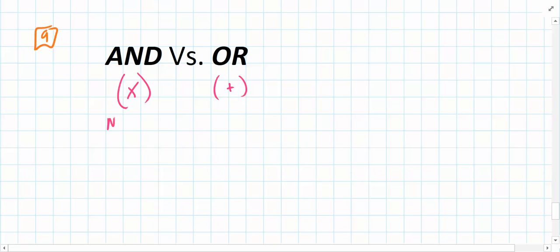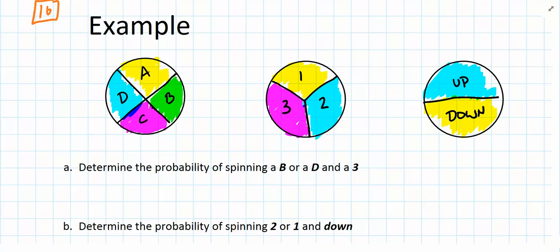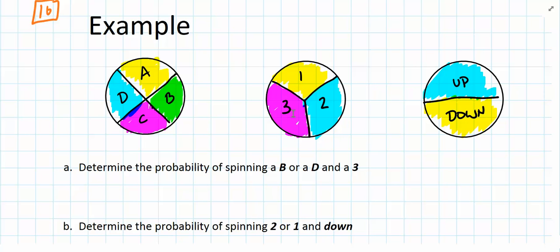And last box. You think it's the opposite, right? But it's not. Okay, here we go. Love this example. I have 3 beautiful, colorful spinners for you. Let's determine this. What's the probability of spinning a B or a D and then a 3? So we're going to spin this one first, then we're going to spin this one, and we're going to say that the probability of landing on the line is 0. So it'll always be a 1 or 2 or 3 or an A, B, C, or D.